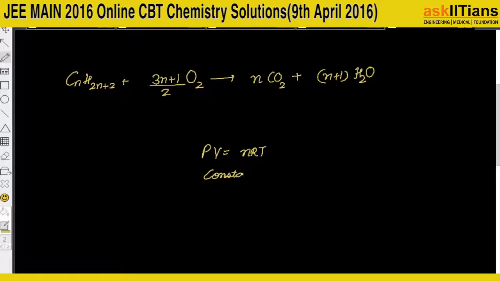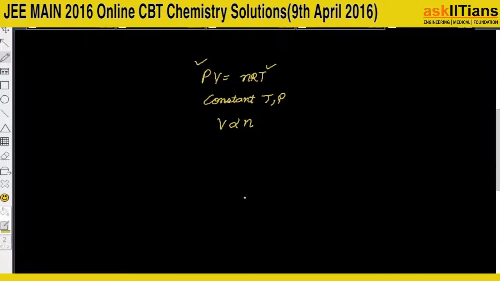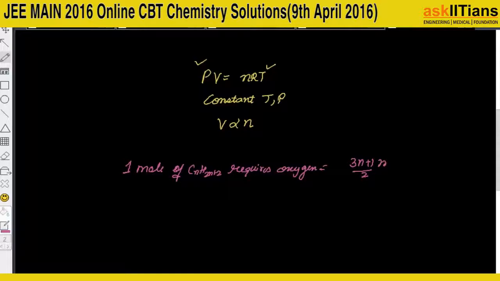Now what we have been given in the question is that the reaction is carried out at constant temperature and pressure. So when pressure and temperature are kept constant, we can say that volume is directly proportional to number of moles. So whether I am talking in terms of number of moles or in terms of volume, this is one and the same thing. Now moving ahead with the basic thing, I can say that 1 mole of CnH2n+2 requires oxygen. How many moles? According to the equation you can say (3n+1)/2 moles.